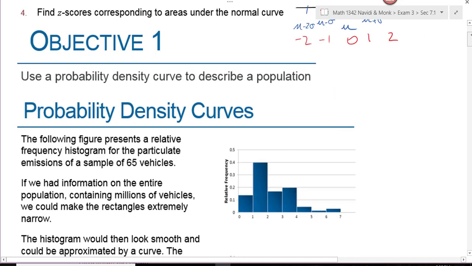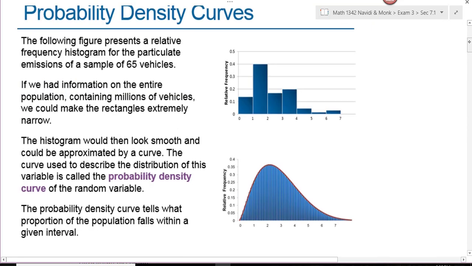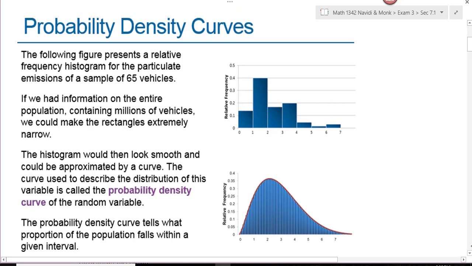Objective 1 is to use a probability density curve to describe a population. Let's begin by defining what a probability density curve is. The following figure presents a relative frequency histogram for the particulate emissions of a sample of 65 vehicles. Along the vertical axis we have the relative frequency, and then here's the count for the particulate emission for 65 vehicles. If we had information on the entire population containing millions of vehicles, we could make the rectangles extremely narrow.